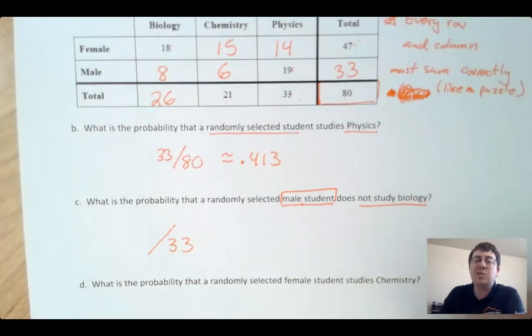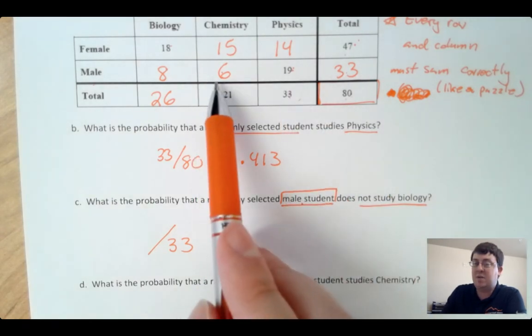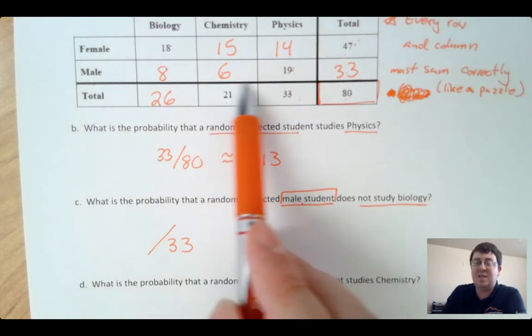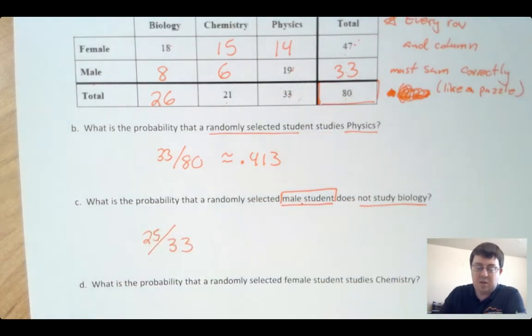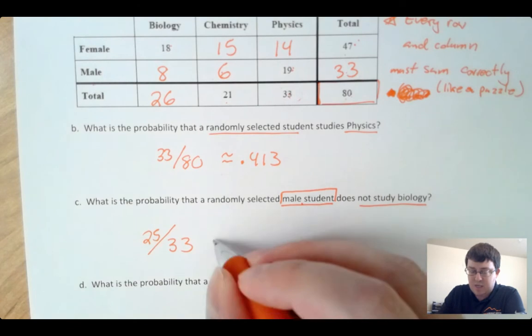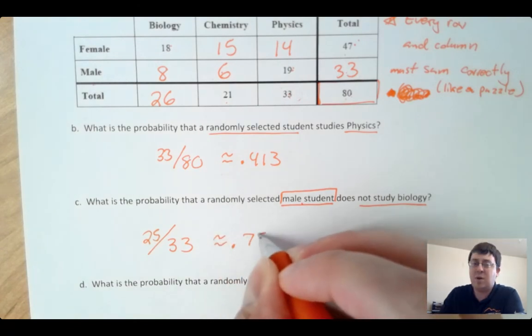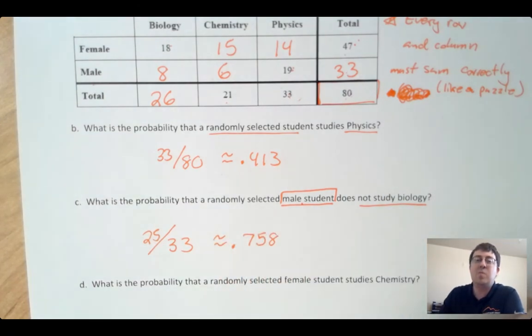And I want the students that don't study biology. So I want to add the 6 that study chemistry and the 19 that study physics into 25. So I get 25 out of 33, which if I want a decimal is about 0.758 with rounding. So most male students don't study biology.